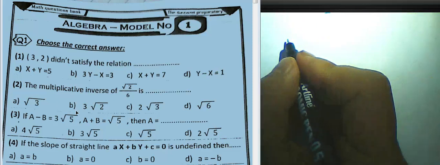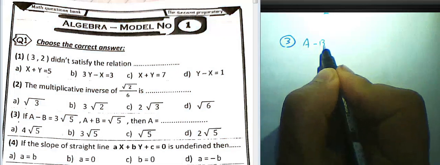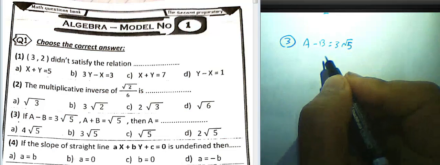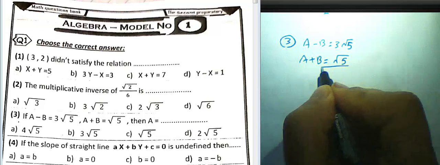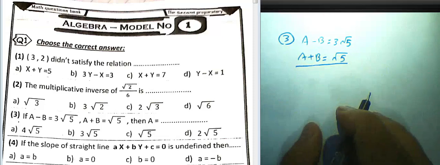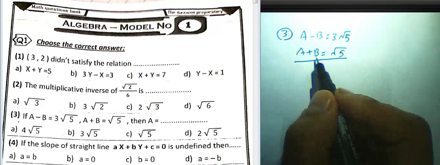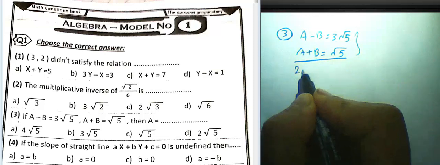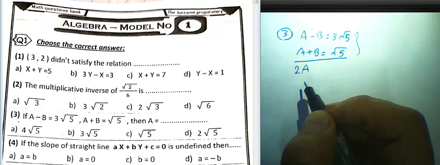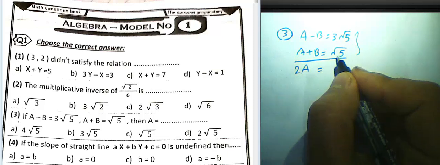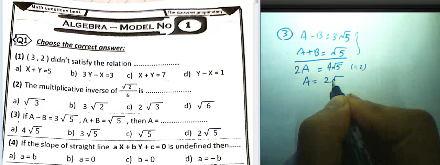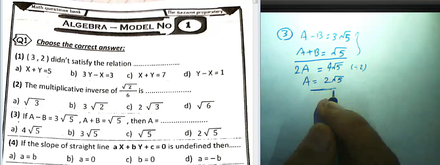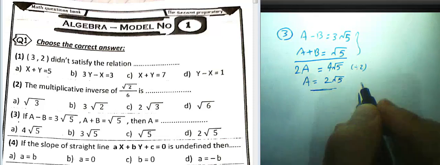Question number 3. If a minus b equals 3 root 5 and a plus b equals root 5, then a equals what? We can solve these two equations by adding them. First equation, a minus b equals 3 root 5, second, a plus b equals root 5. A plus a equals 2a, and negative b plus positive b equals 0. It will be 4 root 5, since 3 root 5 plus root 5 equals 4 root 5, and we can divide by 2 to simplify it. Then a equals 2 root 5. He asked about a, so the result is 2 root 5. We must choose letter D for this question.